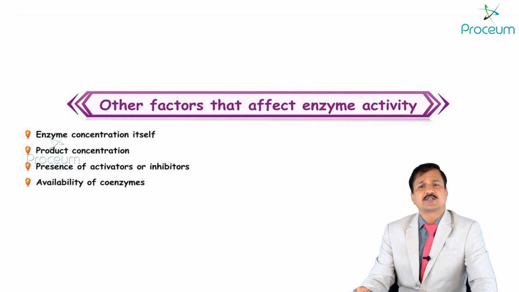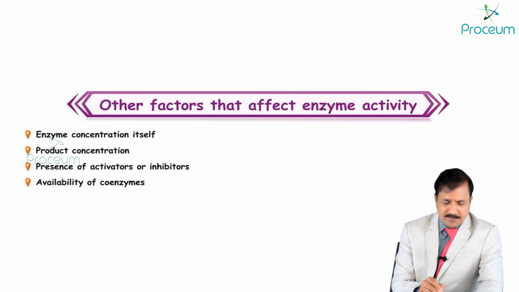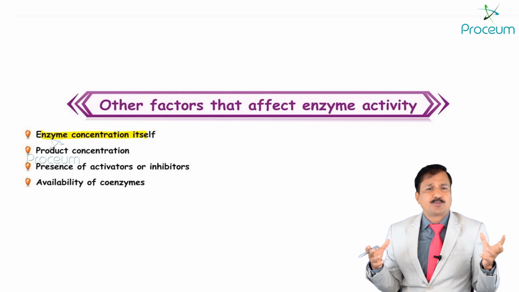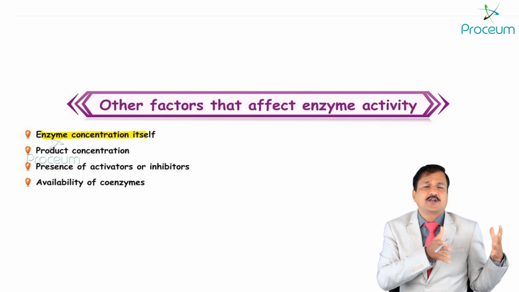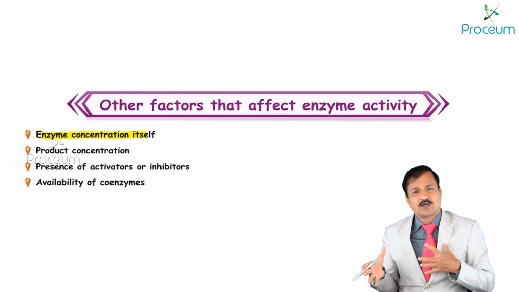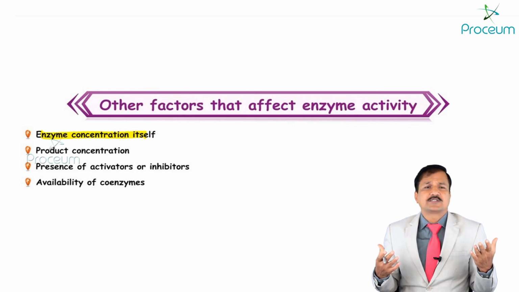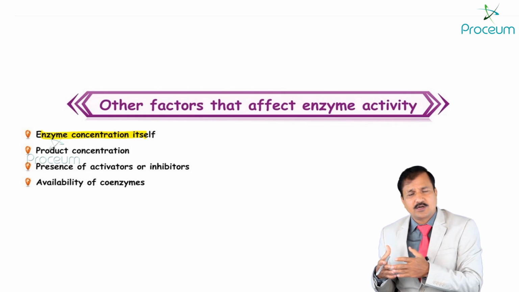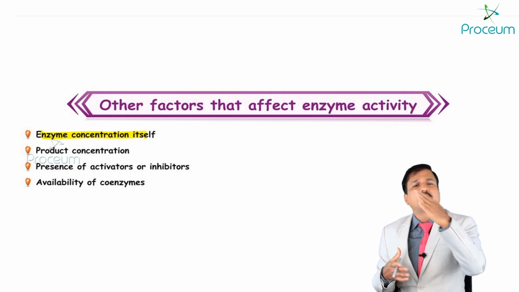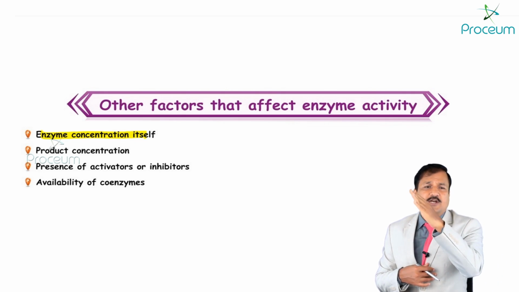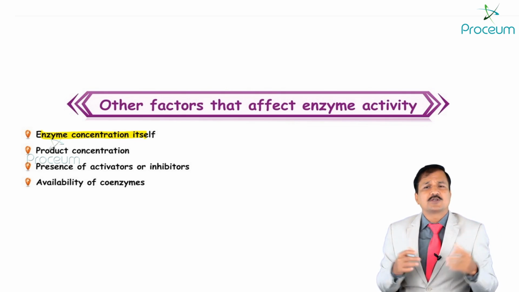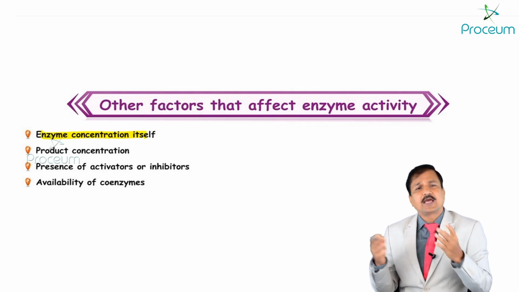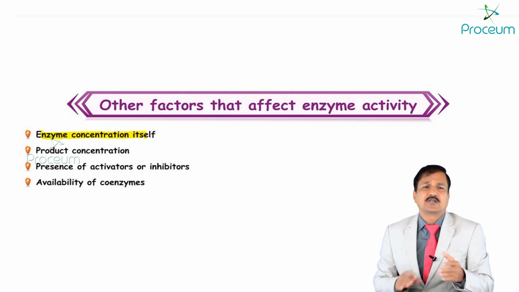Now, what are the other factors that affect enzyme activity? Enzyme concentration itself, because enzyme is the main thing here. Without enzyme, there is no product formation. If enzyme concentration is less and the substrate concentration is more, obviously the enzyme gets saturated. Or if you go on increasing the enzyme concentration along with the substrate concentration, you can keep the reaction velocity curve a straight line. So deficiency of enzyme can decrease product formation, and excess enzyme can increase product formation.